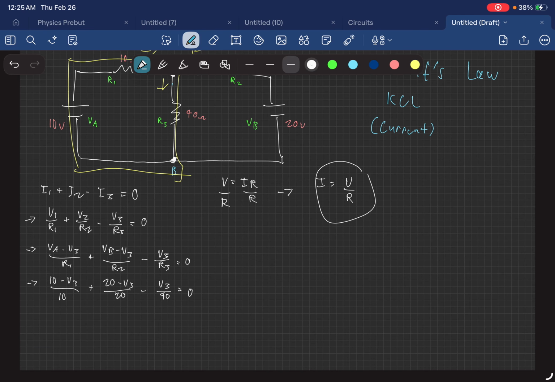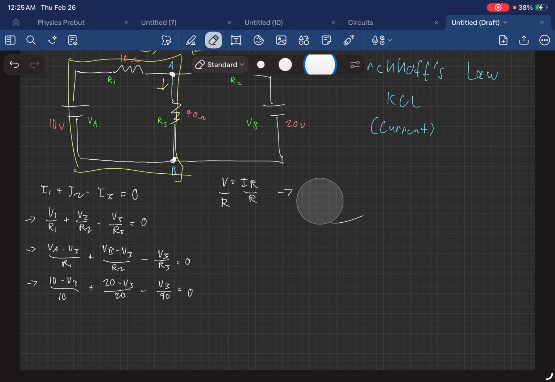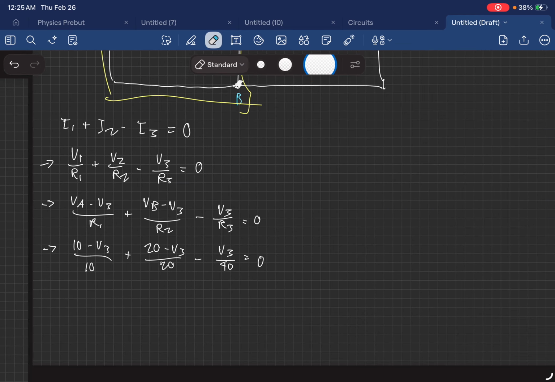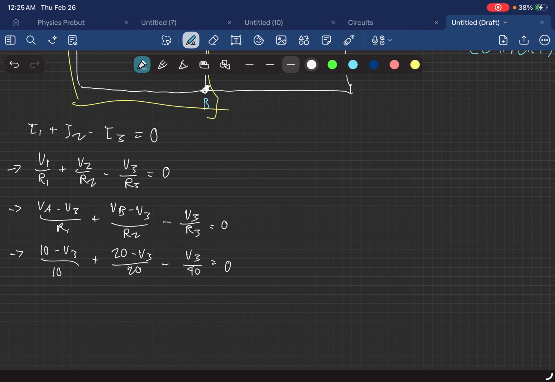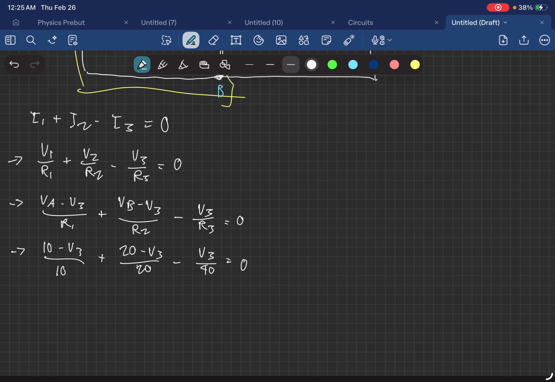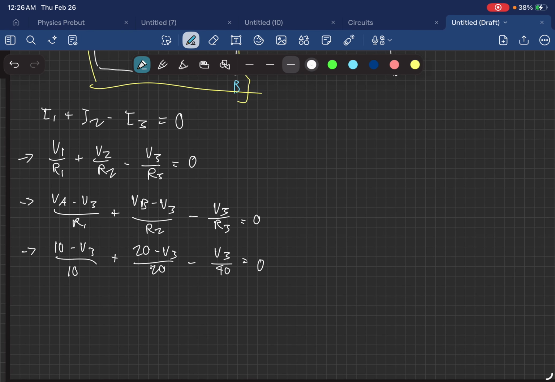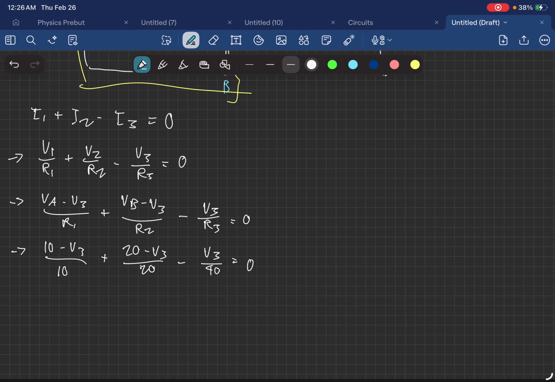So, what do we do now? Well, we want to isolate V3, of course. How do we do that? There are many ways. I'll show you my way, because I think for me it is the quickest. But other people look at it in different ways. There are many ways to look at this.